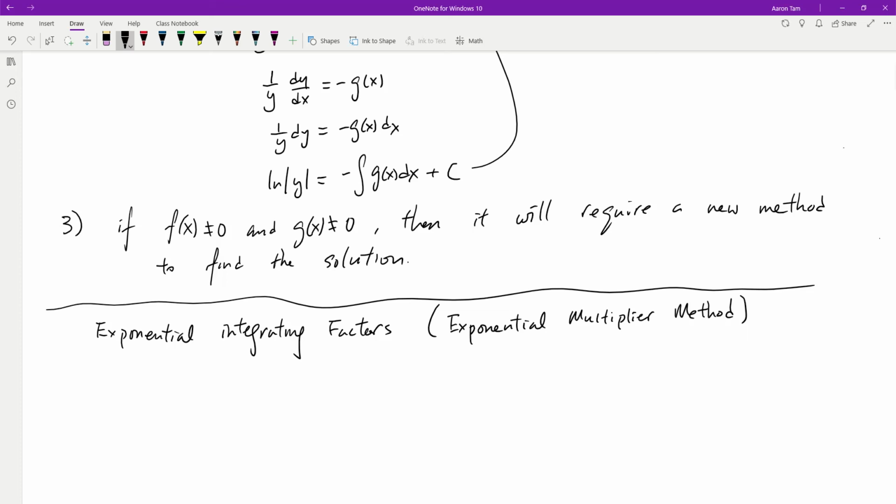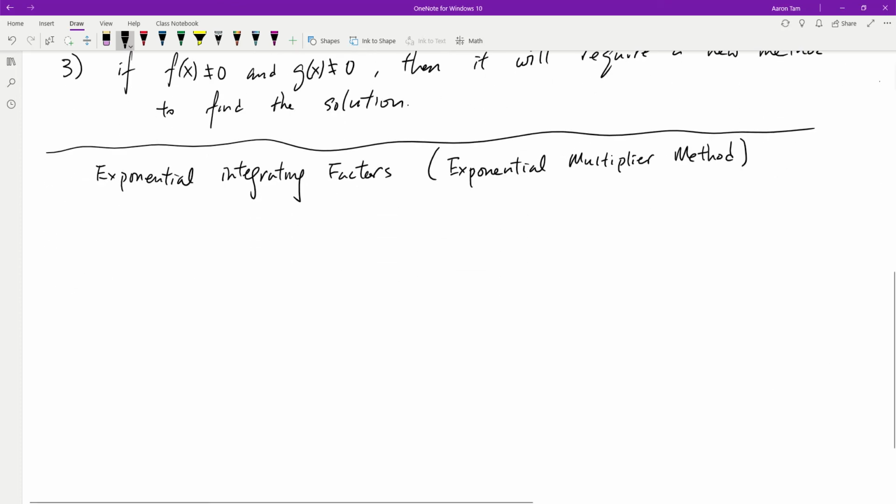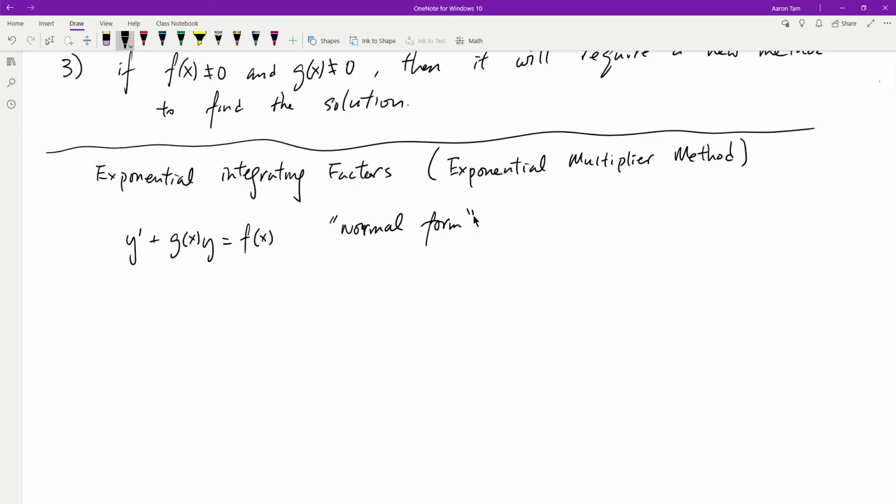Okay, so the way it works is the following: you would start with the equation, let's say y prime plus g of x, y equal to f of x. Usually this is referred to as the normal form of the differential equation. So what does it mean to be considered normal form? It's when you have all the unknown function and the derivative, in this case y and y prime, all on one side of the equation and anything else on the other side.